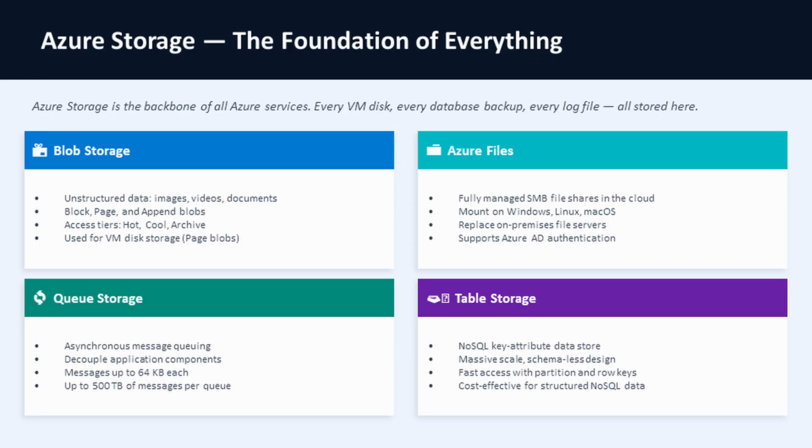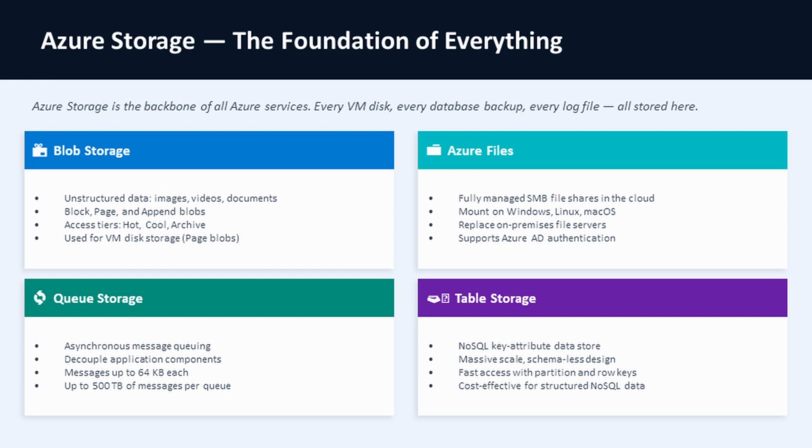The first is Blob Storage. The word Blob stands for Binary Large Object, and Blob Storage is designed for unstructured data. Things like images, videos, audio files, log files, and documents. It supports 3 types of blobs.